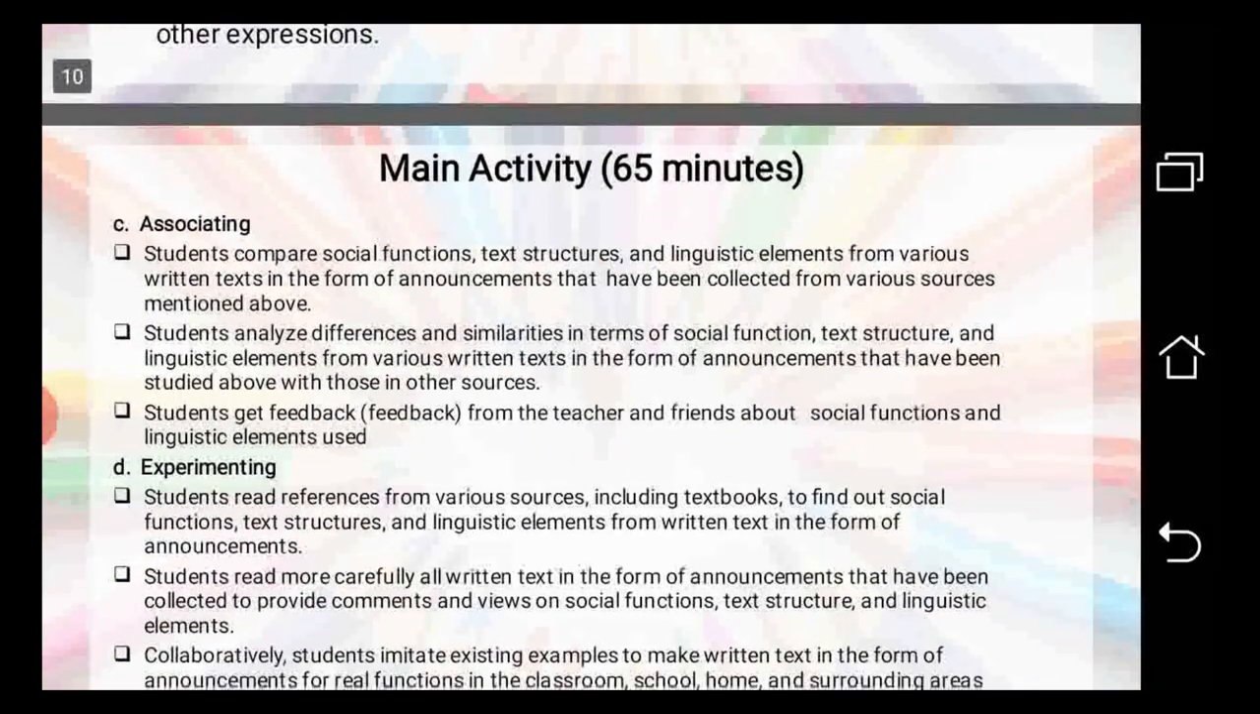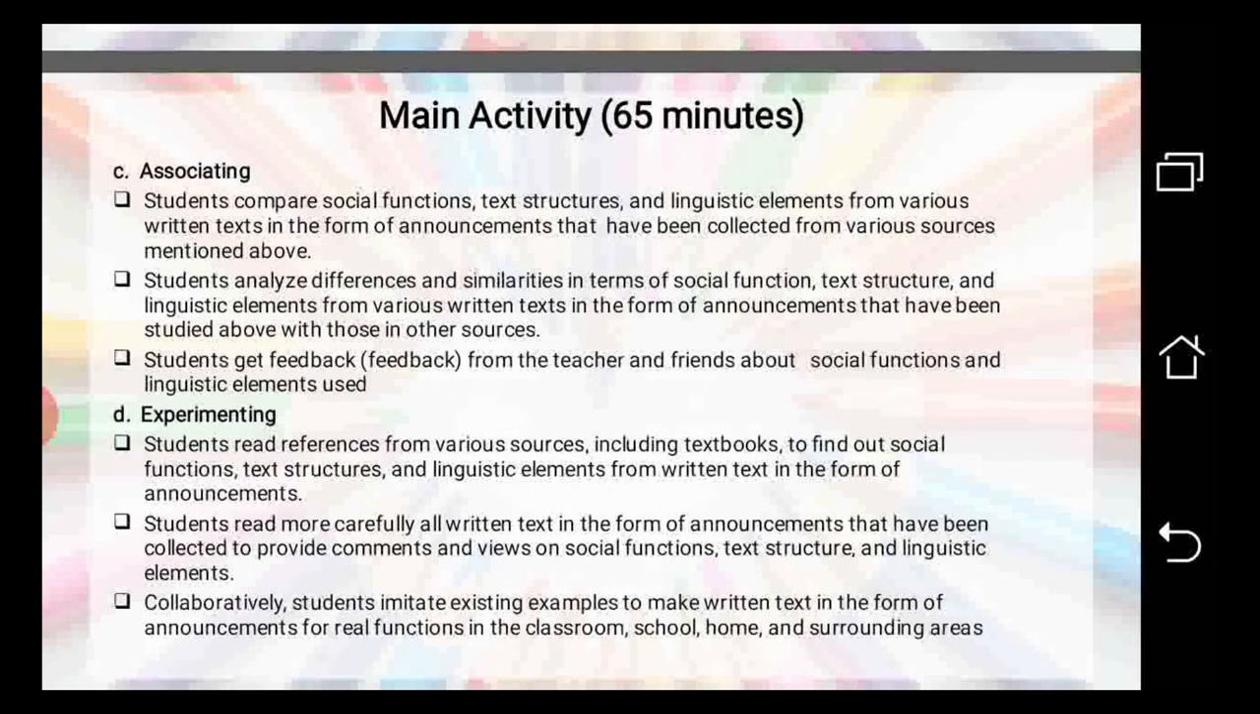The next stage is associating. Here, students compare social functions, text structures, and linguistic elements from various written texts in the form of announcements that have been collected from various sources mentioned above. And then students analyze differences and similarities in terms of social functions, text structures, and language elements from various written texts in the form of announcements that have been studied above with those in other sources. And the last activity is students get feedback from teachers and friends about social functions and linguistic elements used.